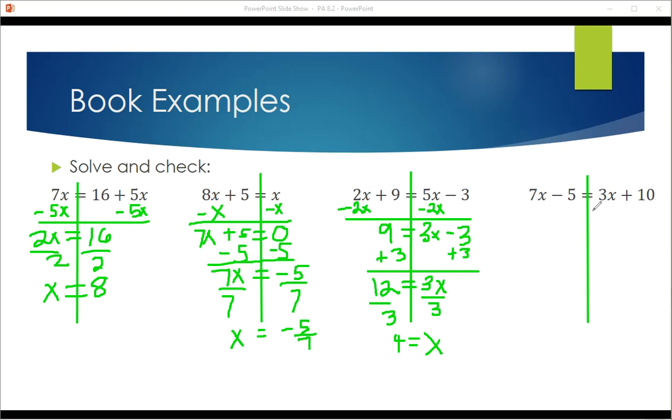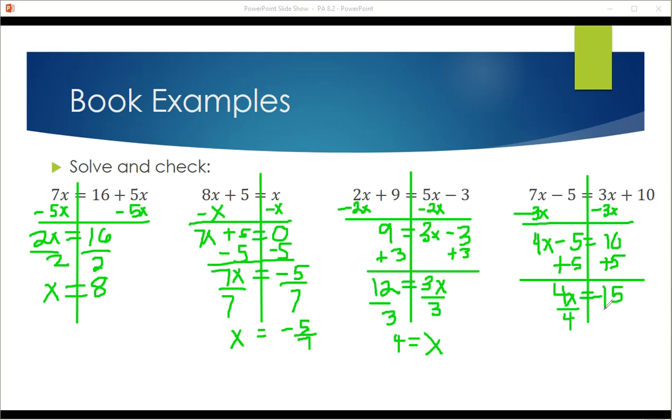Okay, final one here. Subtract 3x from each side. I end up with 4x minus 5. It's going to equal 10. Move my 5 to the other side by adding. So I have 4x is going to be equal to 15. So to solve it, I divide each side by 4. I end up with x is equal to, leave it as a fraction, that's absolutely fine, 15 over 4.